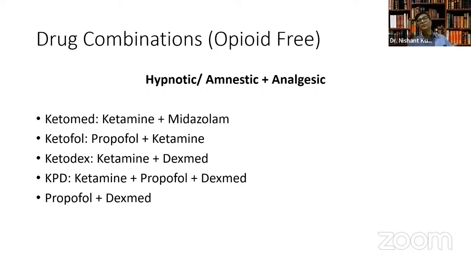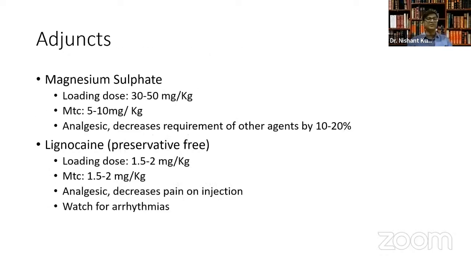So any of these can be used as an analgesic in infusion. So these are the drugs which can be used for analgesia. And again, as I said earlier, they can be combined with muscle relaxants or regional analgesia. The adjuncts enhance analgesia and decrease the requirement of other drugs.